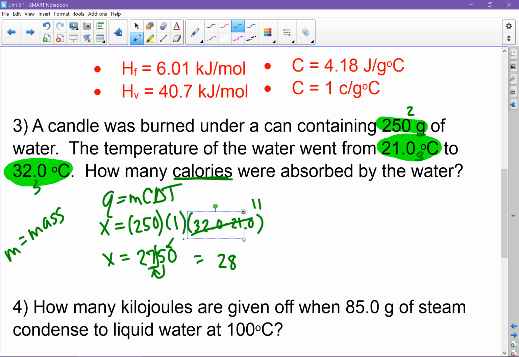Then for the 5 and the 0 that were chopped off, we're going to put zeros back in to make our number more equivalent. Lastly, you have to decide on a unit. Since we had calories, that's the unit that you're going to put onto your answer.